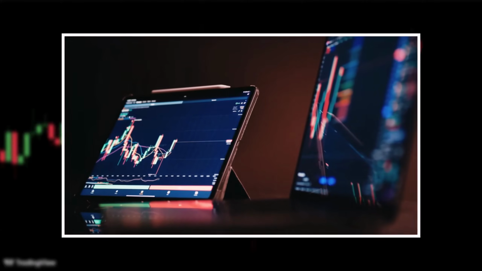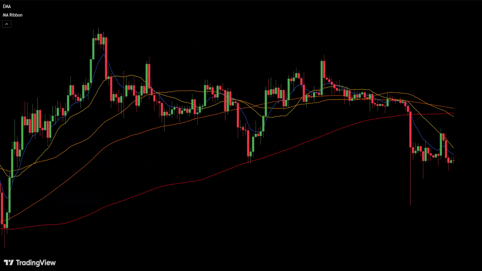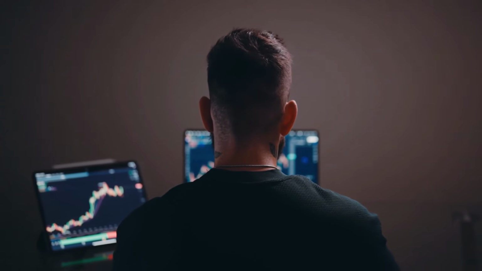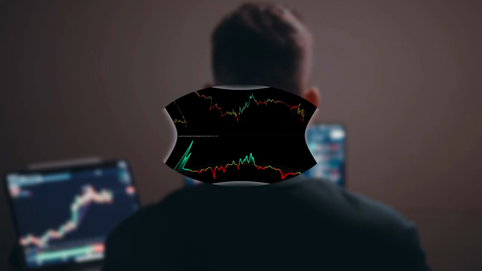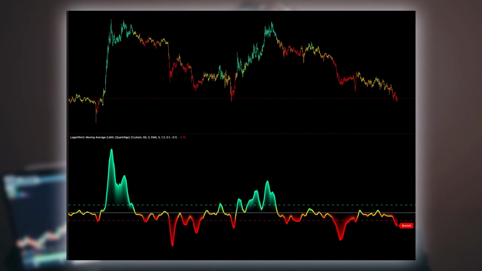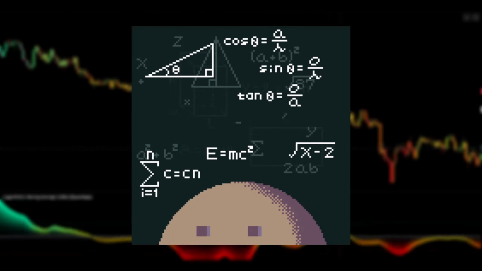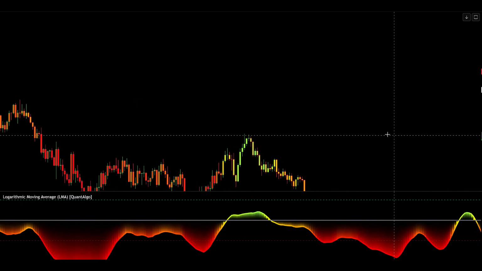Well, we all have been there, using different moving averages that almost lag behind every market movement. So today, I'm going to introduce an instrument that's way smarter than your average moving average. Say hello to the Logarithmic Moving Average, or LMA for short. A next-level indicator that uses logarithmic math, yep, the fancy kind, to track trends with precision.